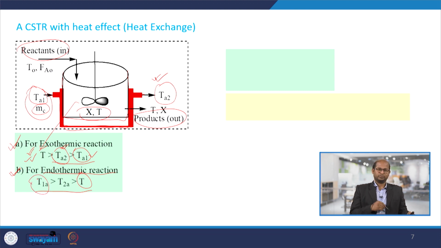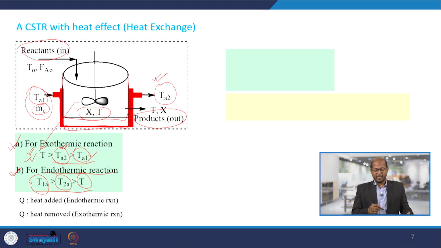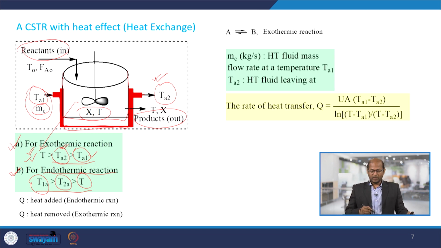So this temperature would be high, the coolant inlet temperature would be higher, and heat would be supplied to the reacting medium since the reaction has a heat demand. Therefore, energy or heat is supplied from the heat transfer fluid to the reacting medium, so the reactor temperature would be lower than this. This is the criterion. Here m_c is the mass rate of the heat transfer fluid, T_a1 is the inlet temperature, and T_a2 is the outlet temperature of the heat transfer fluid.